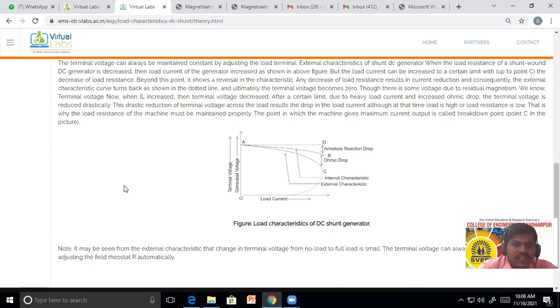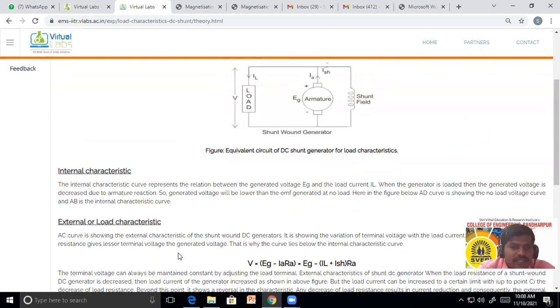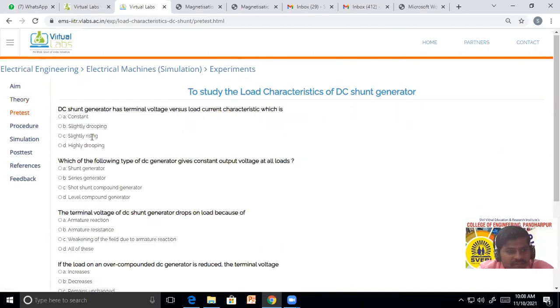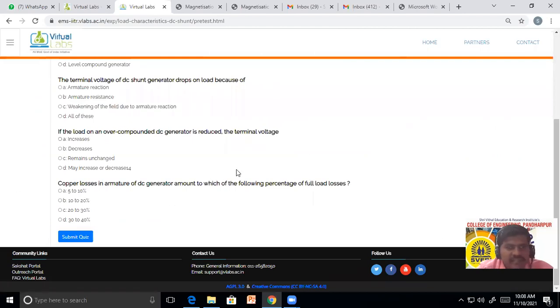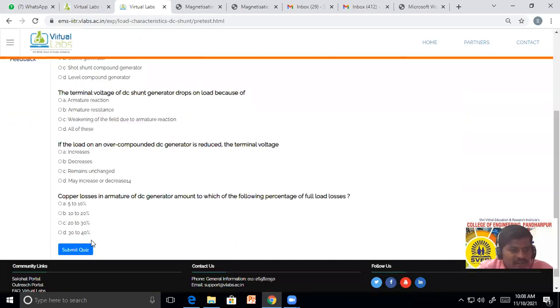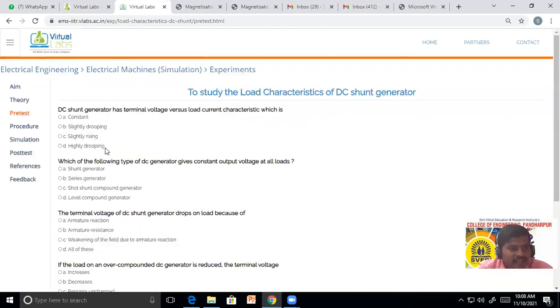Okay, now see, this is the internal and external characteristics. Again here a pretest is given, so just solve this pretest. This is homework for you. Solve this test and submit, and it will show how many questions are correct.